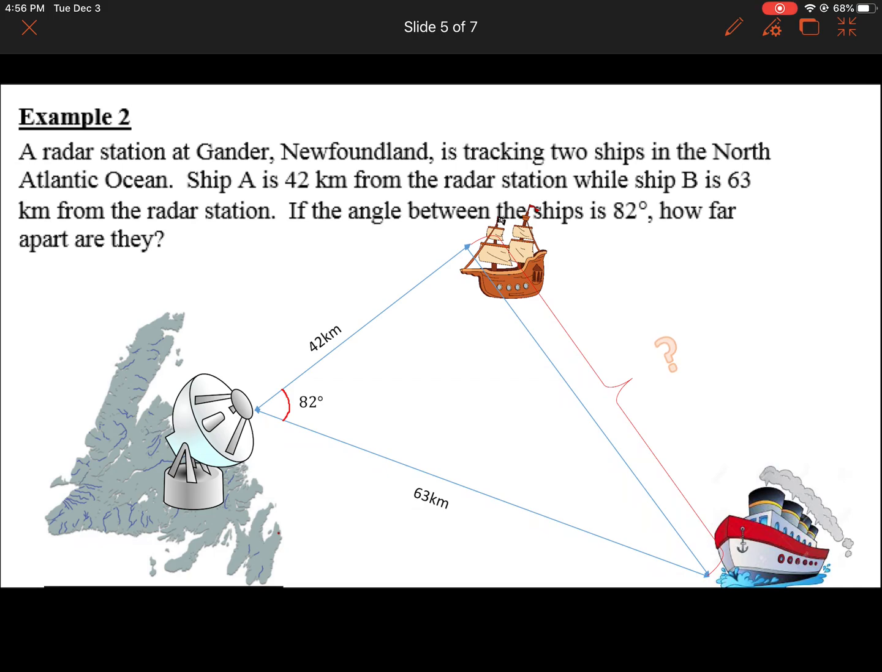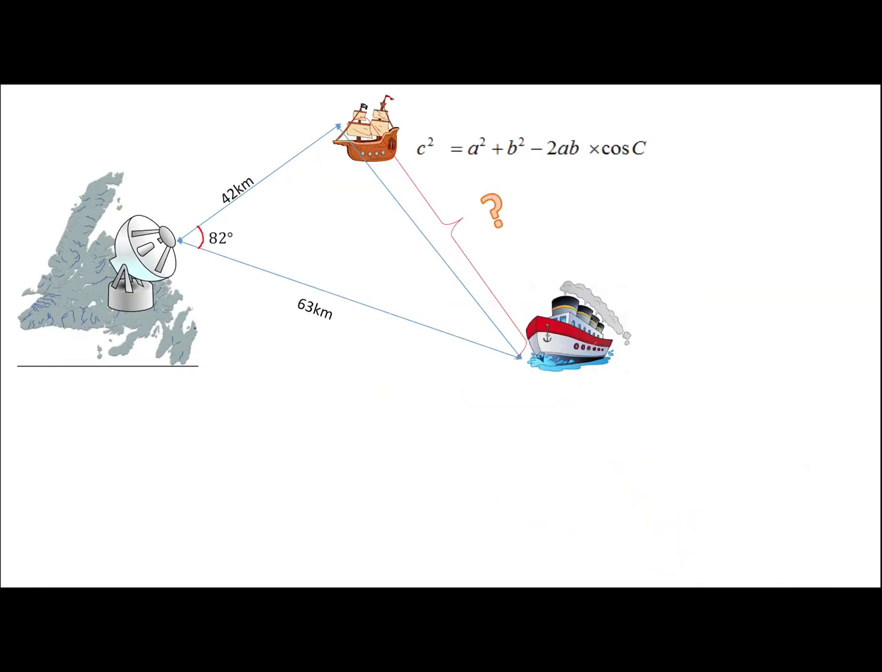But anyway, here it is. So what do we have? We have 2 sides and the contained angle. We're trying to find the opposite side. How do we do that? Use our formula. Because we have 2 sides and the contained angle, we can find the opposite side.